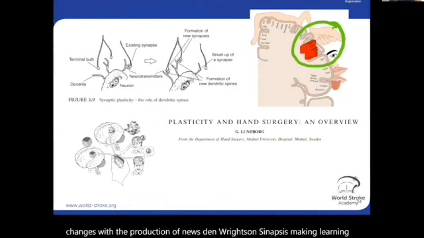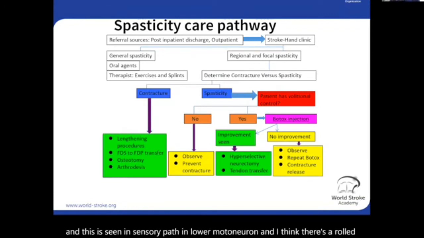Goran Lundberg talked about, especially in lower motor neuron, this diagrammatic explanation of how spasticity occurred with the increase in dendrites. It is the black hole that is created when you have a paralysis as a result of a stroke, which is then encroached upon by the homunculus of the other areas nearby. And this is seen in sensory parts in lower motor neuron, and I think there's a role to play in upper motor neuron. So we got this whole evidence that we read from all the literature, outside that of stroke literature and outside that of hand surgery, and we found that there is evidence to try and bring about surgery, incorporating it into the pathway.